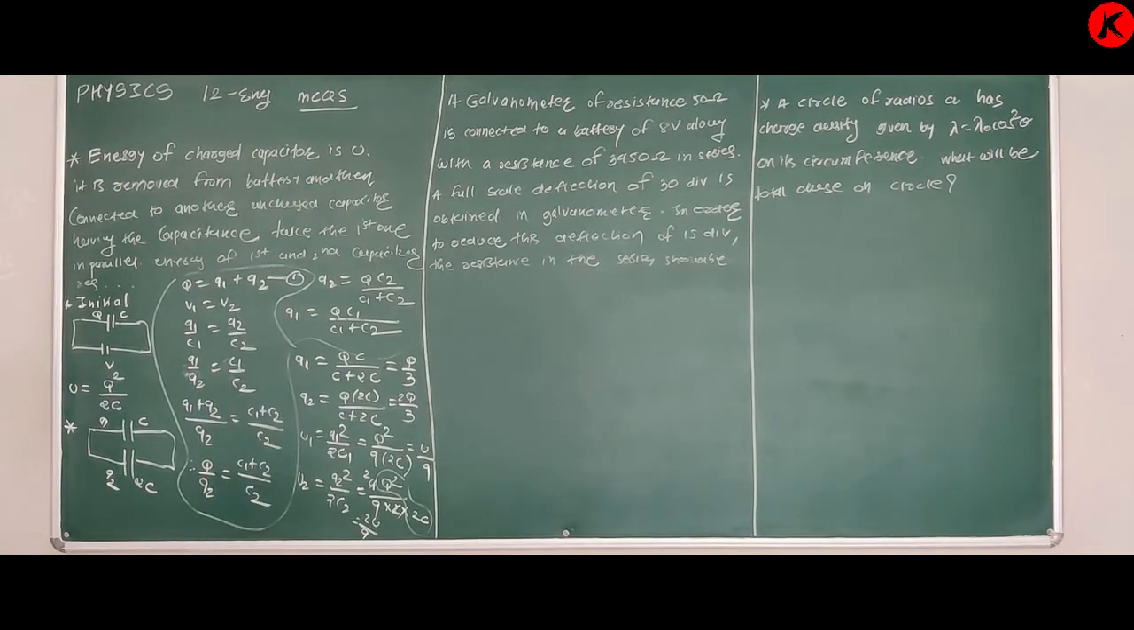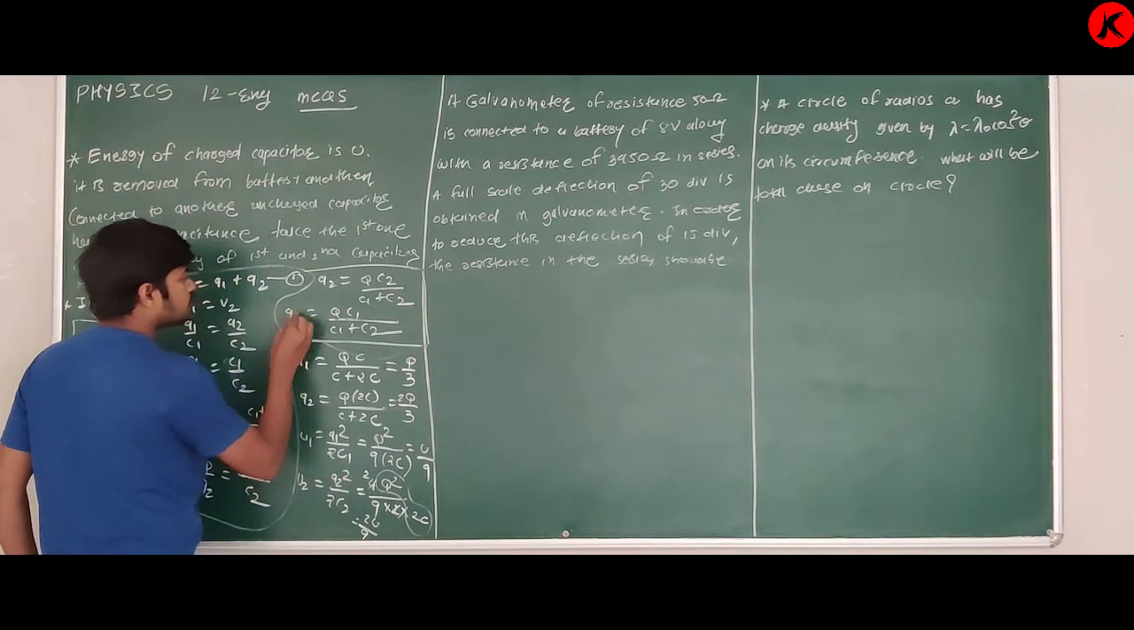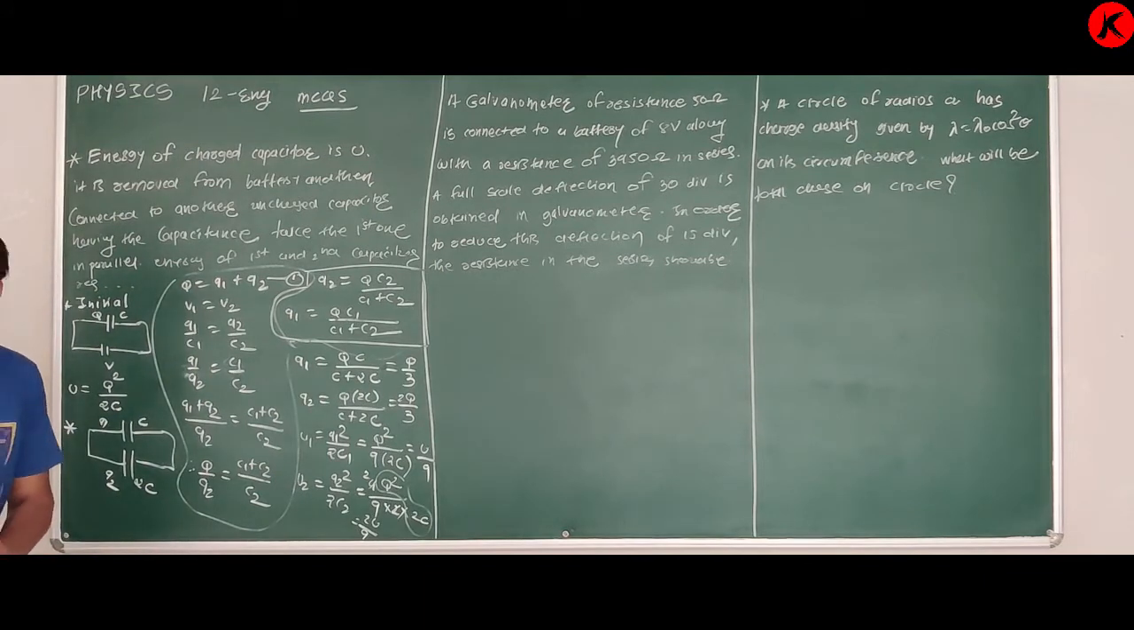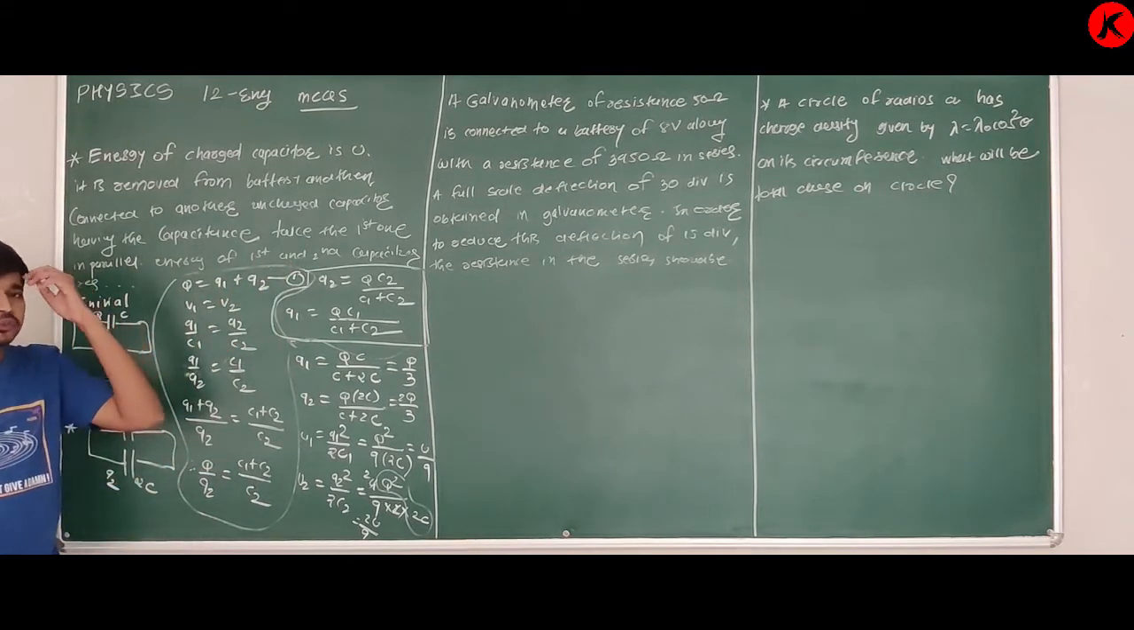If you are given one capacitor connected with a battery, then it is removed and connected with another capacitor, then if you remember these two equations of q1 and q2, this question becomes simple. You can directly find the value, so you do not have to write this portion actually.